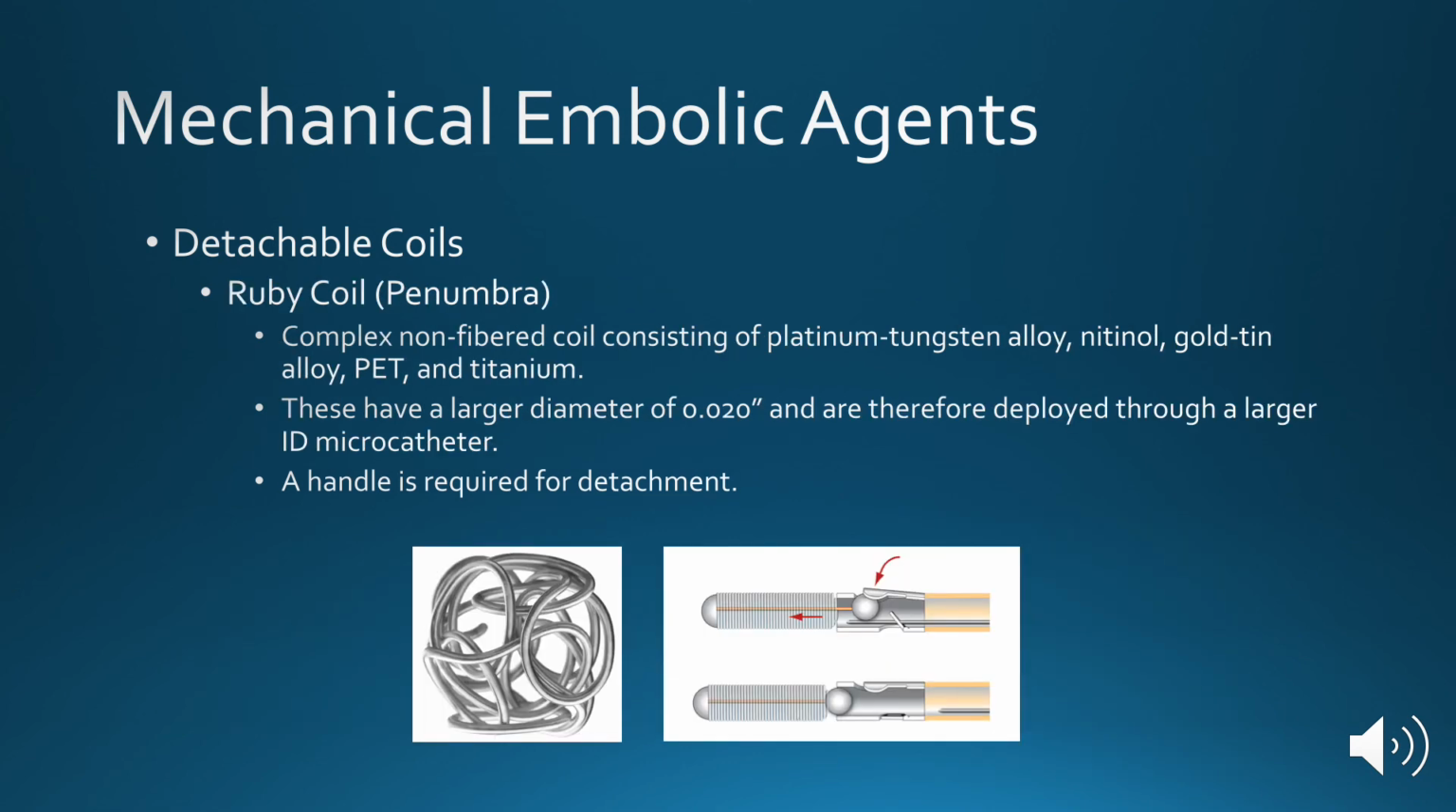The Ruby coil is a complex non-fibered coil consisting of a platinum tungsten alloy, nitinol, a gold tin alloy, PET, and titanium. They have a larger diameter of 020 and are therefore deployed through a larger ID microcatheter, and a handle is required for detachment.